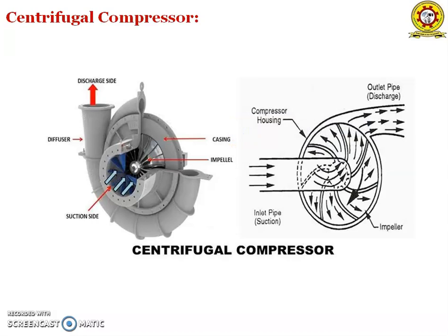And coming to non-positive displacement compressors, the centrifugal compressor is an example. The centrifugal compressor consists of compressor casing or housing, outlet discharge, inlet section and the impellers. The centrifugal compressor accelerates the velocity of the gases, increasing the kinetic energy which is converted into pressure. They deliver much higher flow rates than the positive displacement compressor.